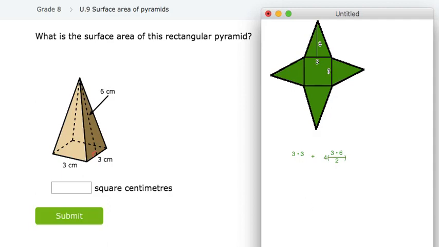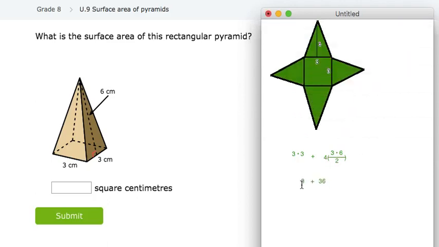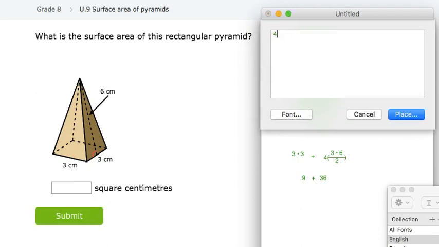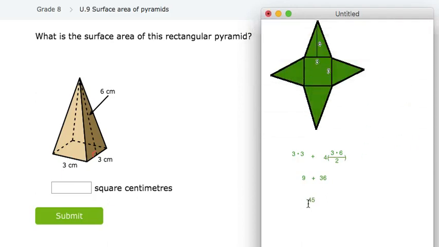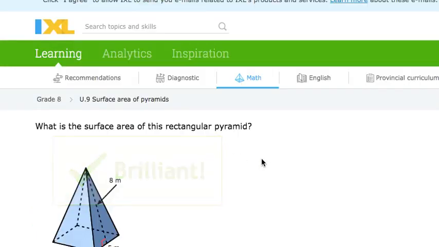Now, I'm going to do the calculation here just so you can see it. 3 times 3 will give me 9, and then if I do 3 times 6, which is 18, divided by 2 is 9, times 4 gives me 36. So all of those triangles together give me 36, and if I add those together, I get a final answer for the surface area, which is the same as total area, 45. So let's put 45 in here just to show you that it's right.